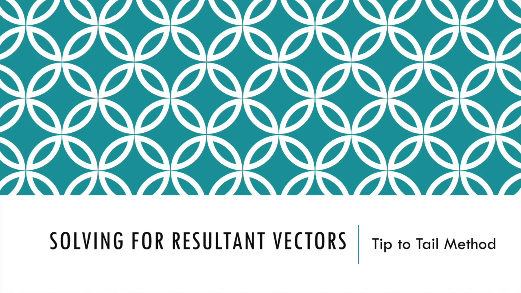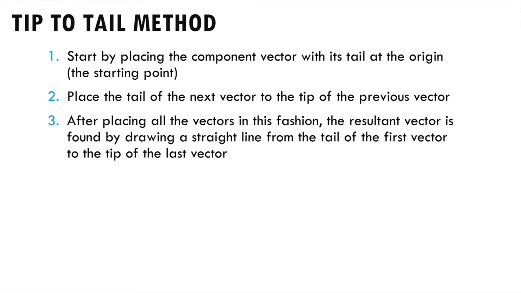All right, moving on. We are now going to look at solving for resultant vectors, and there are different methods to do this, and we're going to quickly go through each of them. The first method is called the tip-to-tail method. In this method, you're just going to start off by placing your component vectors with the tail at the origin, or your starting point, and then draw it in whatever direction it needs to go.